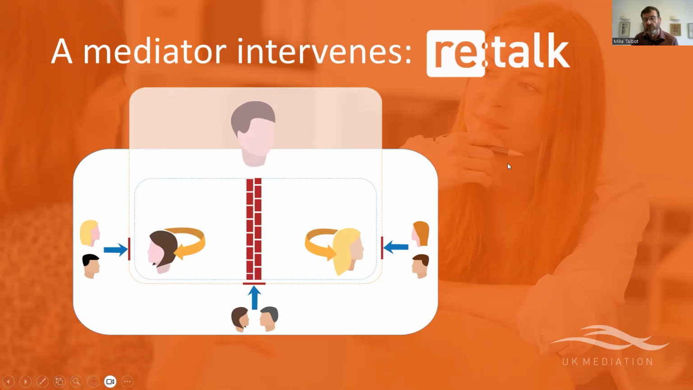So this is the retalk model. So what we do is there's a box drawn here around the two parties. So we set up the confidentiality. We do it away from a normal workplace. We have very strict rules about not retaining notes, about not allowing supporters. We don't allow recording, etc.